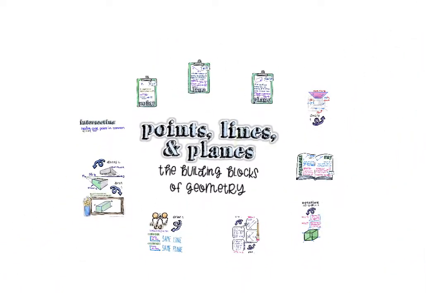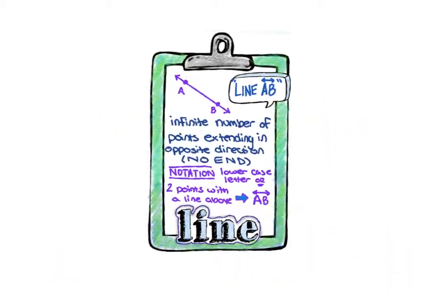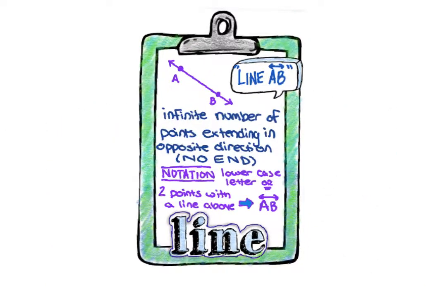Next, let's take a look at a line. A line is an infinite number of points that extends in opposite directions. It's important to note that a line extends forever and has no end. We can use a lowercase letter to denote a line or 2 points with a line above them, as shown here.